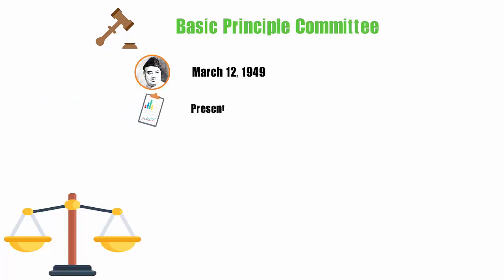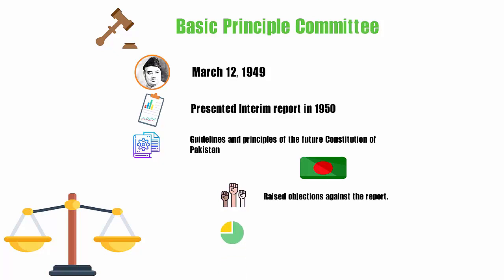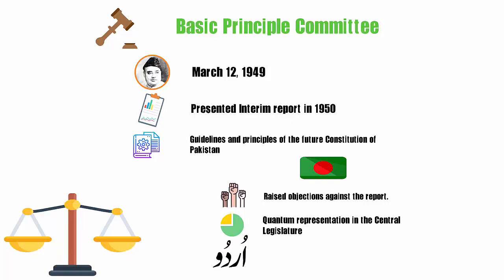The committee presented its interim report on the Legislative Assembly in 1950. This was a short document presenting the guidelines and principles of the future Constitution of Pakistan. Representatives of East Pakistan raised objections against the report. The main criticism was against the quantum representation in the central legislature. East Pakistan representatives also did not like Urdu being declared as the only national language of Pakistan.